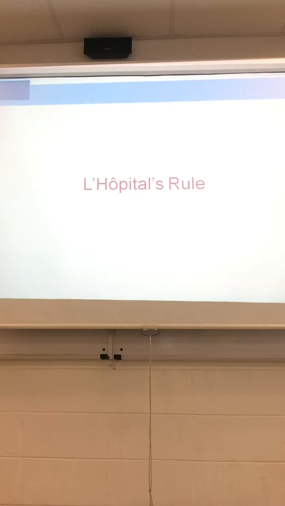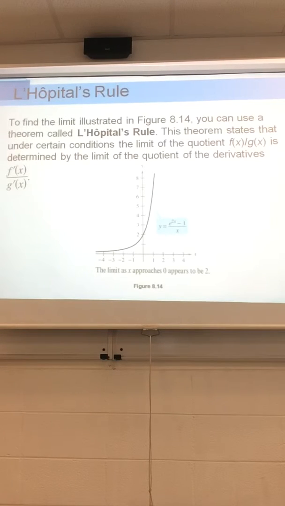And then you go to this rule. So here's what the rule basically says. If you have these values, such as this, as the limit approaches this value, you could say then that the limit of f of x divided by g of x would be the same as the limit of the derivative of f of x divided by the derivative of g of x.